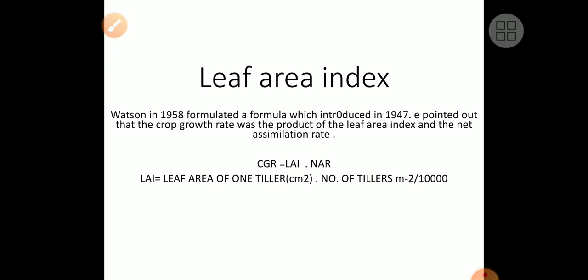Leaf area of one tiller in centimeter square into number of tillers divided by 1000, that is leaf area index. So leaf area index has a lot of importance at the time of calculating the yield of the plant, or at the time of releasing the variety, before distributing the variety or seeds to the farmers or cultivators. So all the scientific information we will have to have with us in detail, isn't it?